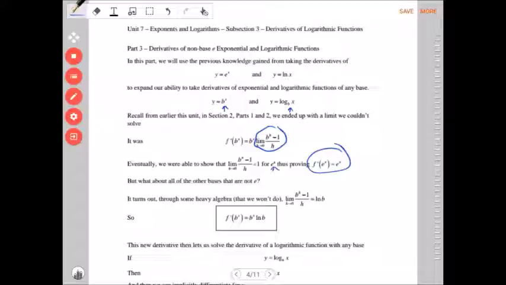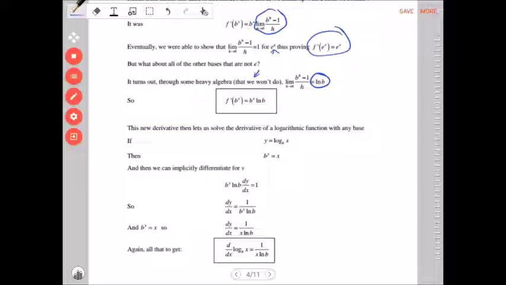It turns out through some really heavy algebra that I'm not going to do for you guys, it's beyond the scope, that this limit, b to the h minus 1 over h, is just equal to ln b. So that simplifies the derivative process. The derivative of b to the x is just b to the x ln b. That's it. That's on your formula sheet. You can just use it now.